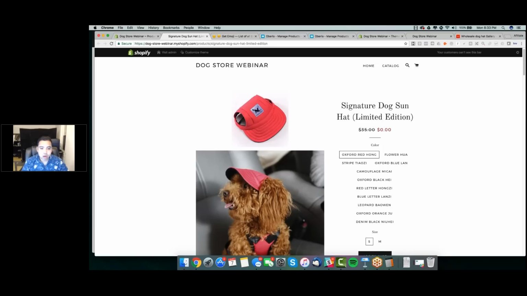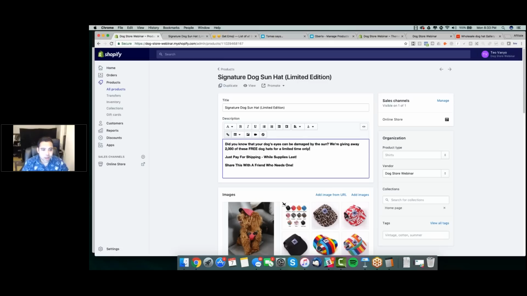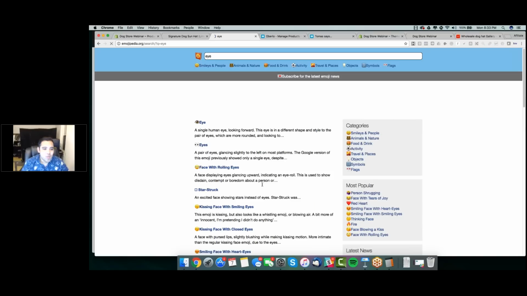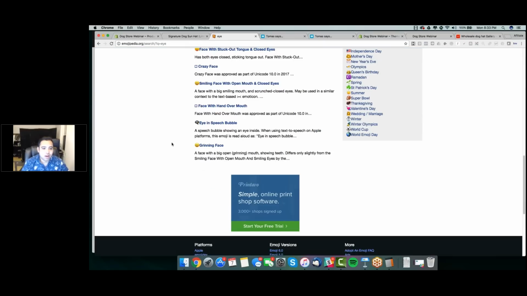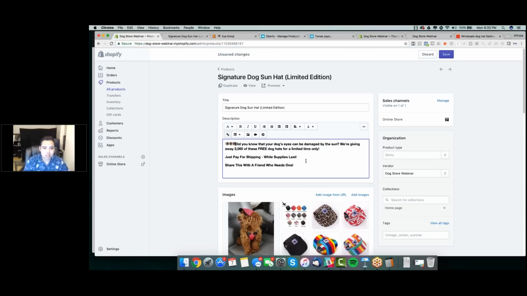Did you know that your dog's eyes can be damaged by the sun? So let's try to show something like this. Eyes. We have here like an eye. We're going to copy that and put it here. Let's just do 2 eyes.